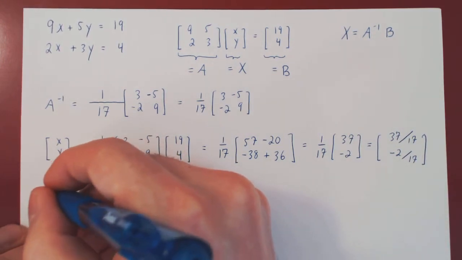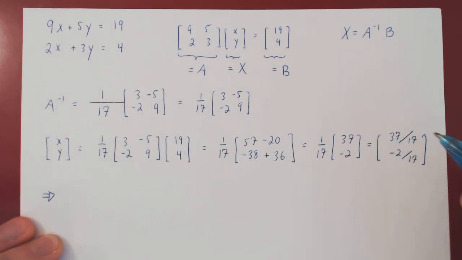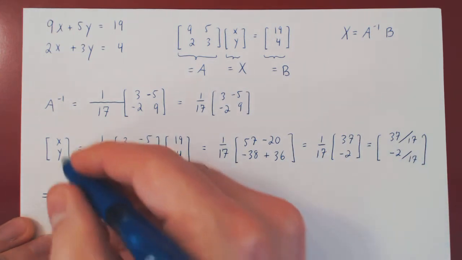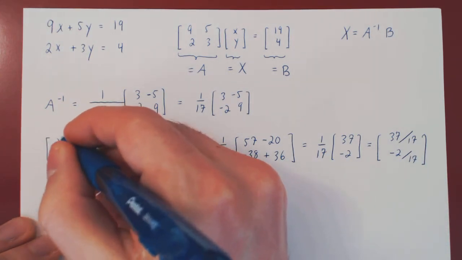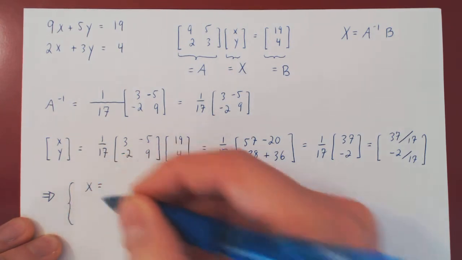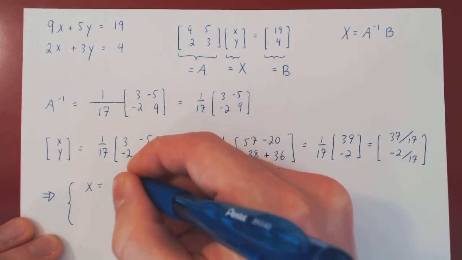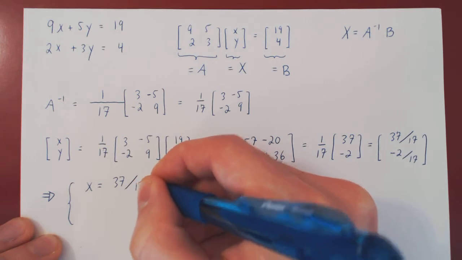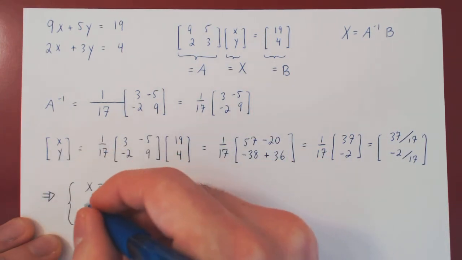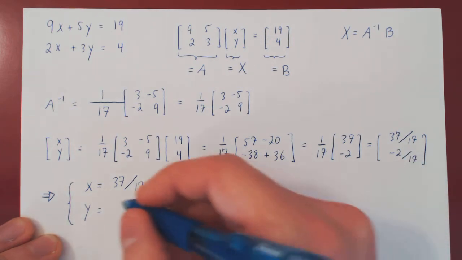And here's our conclusion, right? This column matrix equals this column matrix, but matrices are equal if they have the same corresponding entries. So the first entry of our left matrix is x, must equal the first entry of the right-hand matrix, which is 37 over 17. And the second entry, which is y, must equal the second entry here, which is negative 2 over 17.